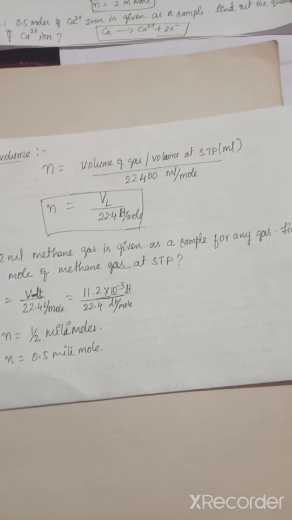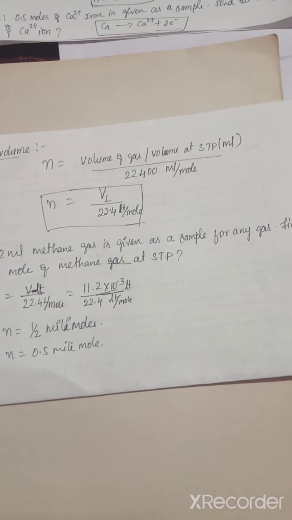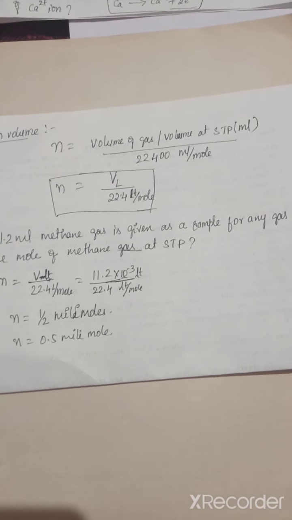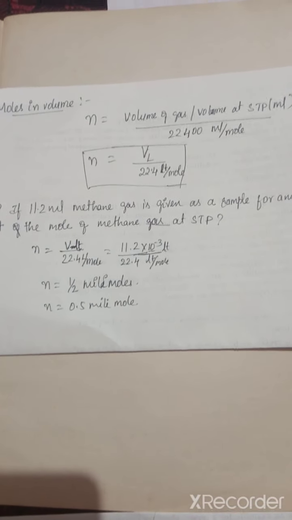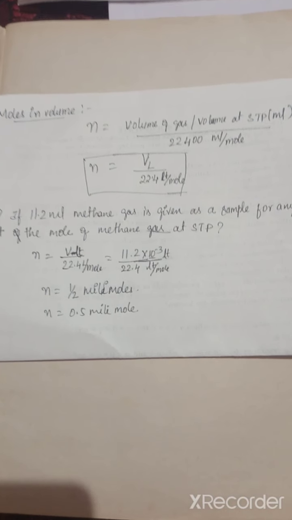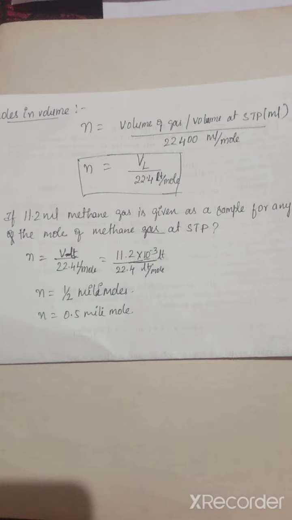If you convert it to liters, then n is equal to volume in liters divided by 22.4 liter per mole. This is the equation for moles in volume. n is equal to V_L by 22.4 liter per mole.